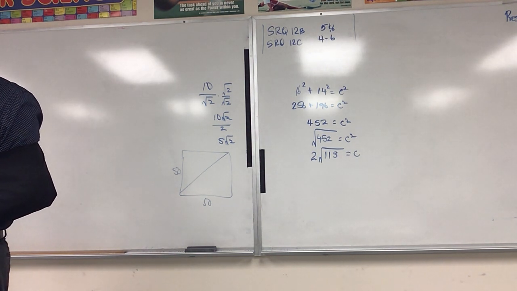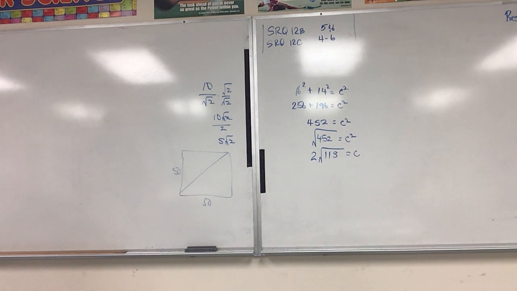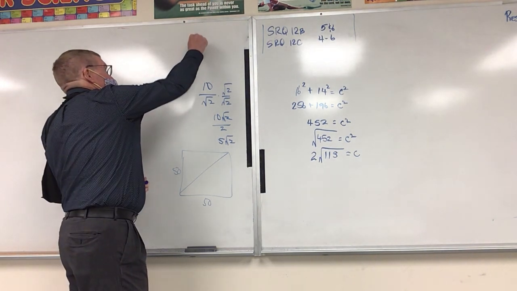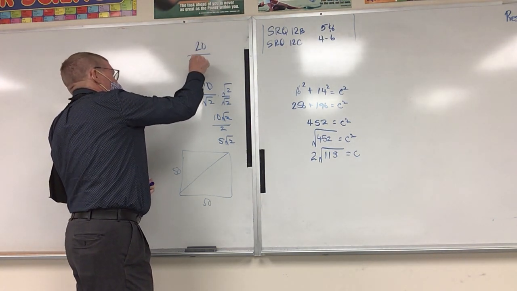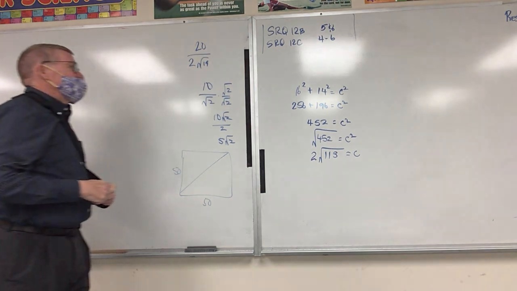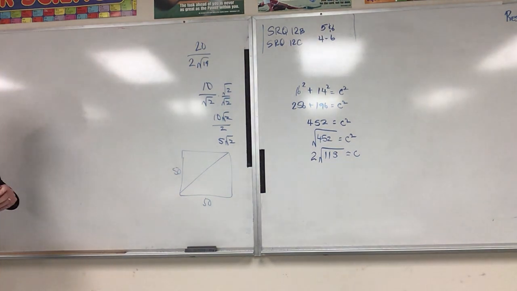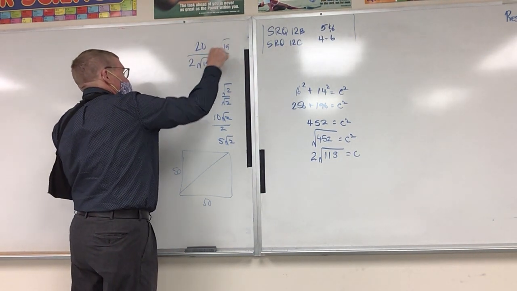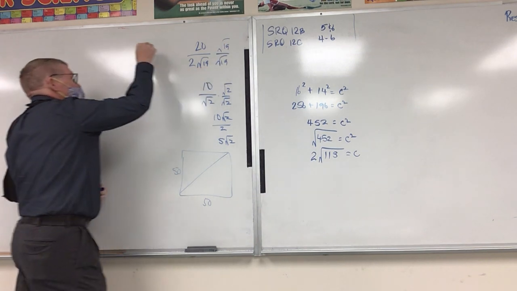The secant of angle A: 20 over 2 square root of 19. If I want to rationalize that, I'm going to multiply both the top and the bottom by square root of 19. Just the radical.